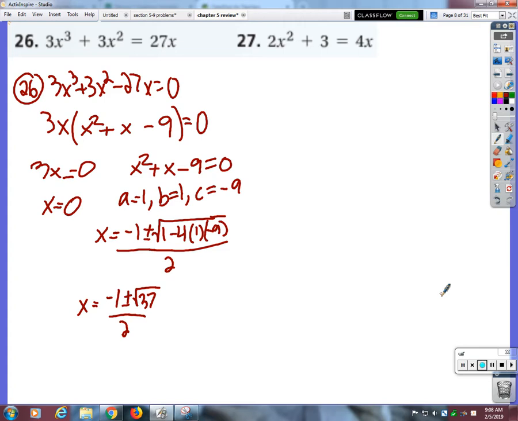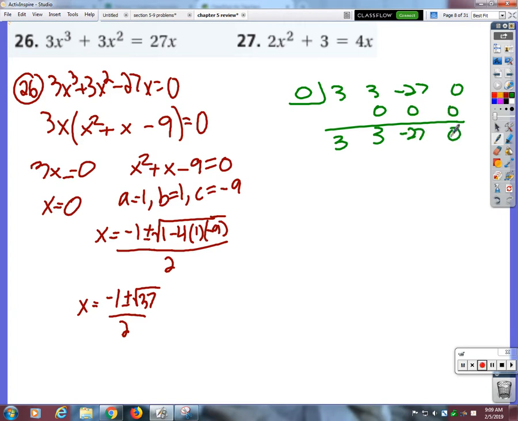Ooh, great question. Yes, you would be able to do synthetic division to find that first answer, but it's not going to save you from using the quadratic formula in the end. So if we used synthetic division and we put 0 in there, and then these were 3, 3, negative 27, and 0, then it would look like this. So that would tell us that it's a factor, and then this would be our A, B, and C.